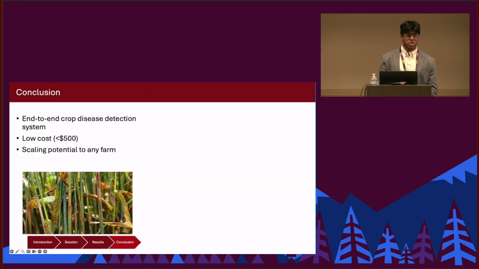And now, in conclusion, we found that we could create an end-to-end crop disease detection system that proved to be low cost at under $500, with the potential to be scaled to any farm globally because of the adaptability that drones give us for this system.